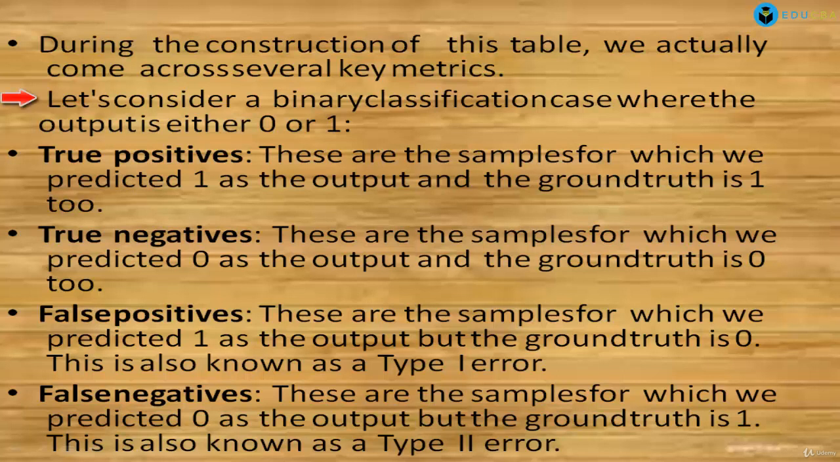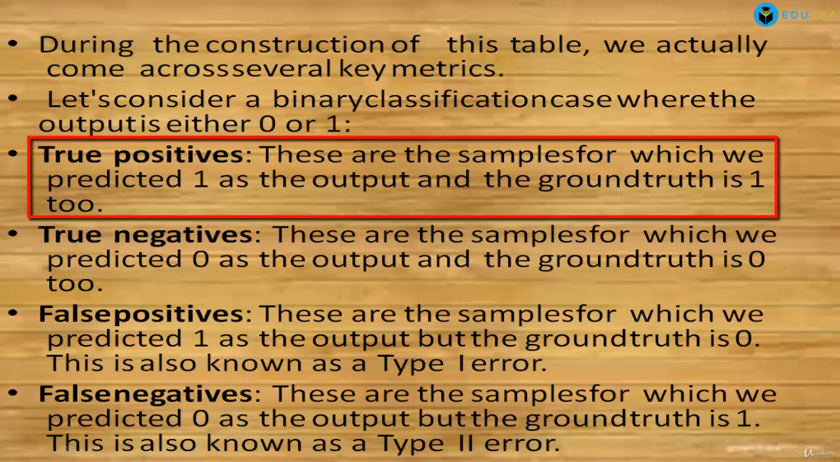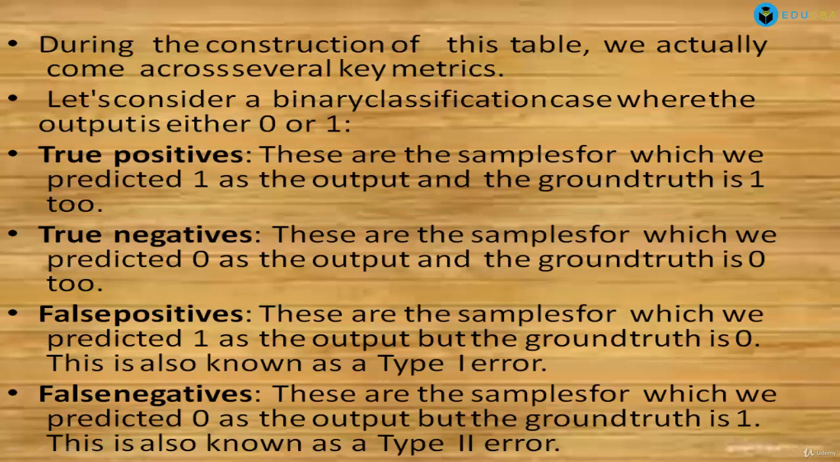Now let's consider a binary classification case where the output is either 0 or 1. So let's see an example. In that we have output either 0 or 1, so there will be 4 different cases. The first case is true positive. These are those samples for which we predicted 1 as the output and the ground truth is 1 too.